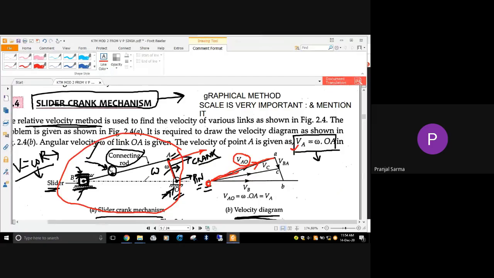Next, what is the knowledge that we have? So now, once again, this is AB, so this is the point B, and this is A.